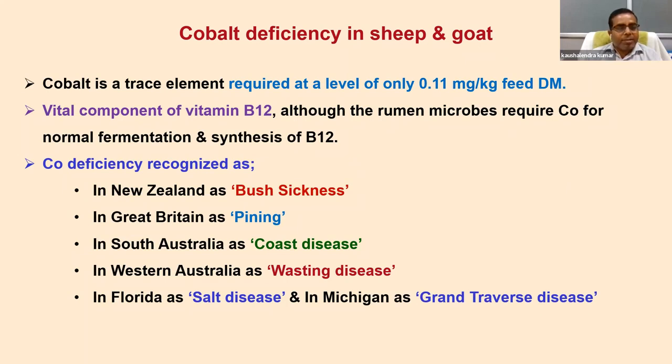What arises in cobalt deficiency in different countries? There are different names. In New Zealand, the name is bush sickness. In Great Britain, pining. In South Australia, it is named coast disease. Western Australia, named wasting disease. In USA, it is named salt sickness and Grand Traverse disease. So there are different names for cobalt deficiency in different countries.